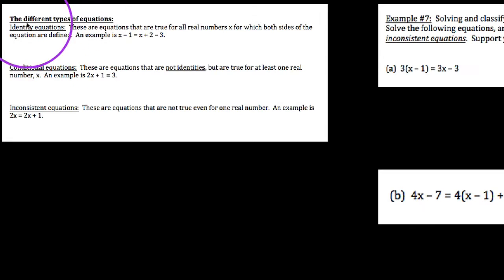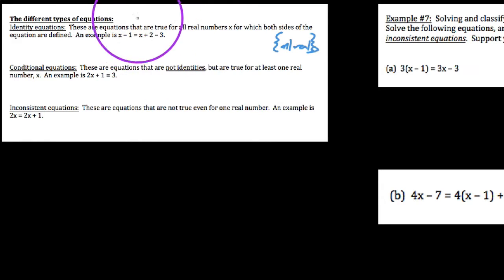We say that identity equations are equations that are true for all real numbers x. In other words, if I were to write the set of things that make this equation true, it would be all reals, every single one. It would be infinitely large. These are equations that are true for all real numbers x for which both sides of the equation are defined. Then we would refer to that as an identity equation.